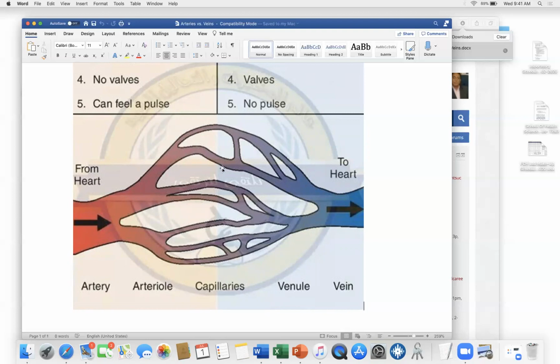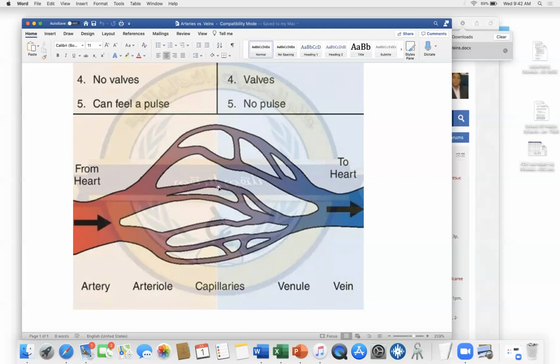Capillaries are both oxygenated and deoxygenated because the capillaries are where gas exchange occurs. So I'm going away from my heart typically, through my aorta and all my other arteries, and then I end up in arterioles. Let's say I get into something like my brain. My brain needs the oxygen. Since the capillaries are only one cell thick, you can see how thin they are, right? Gas can go in and out very easily.